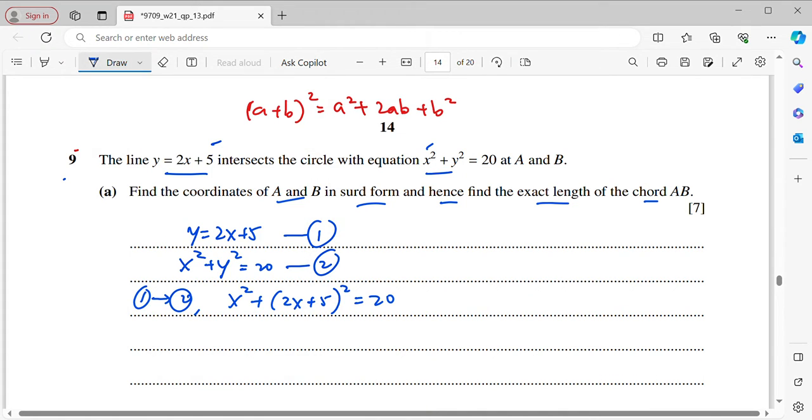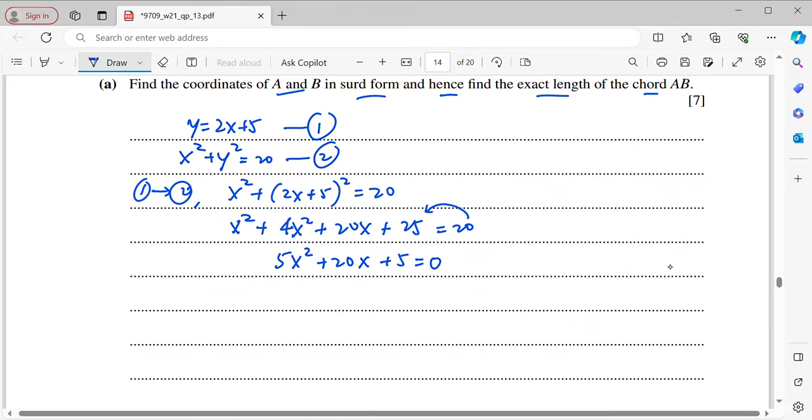Then you will be getting x squared. Now the square of 2x will be 4x squared. So 5 times 2x, which is our a and b, then you have to times another 2, which is 20x. Then plus 5 squared is 25, equals 20. So x squared plus 4x squared will be 5x squared, then the third term plus 20x. This 20 moves to the left side and becomes plus 5 equals 0.